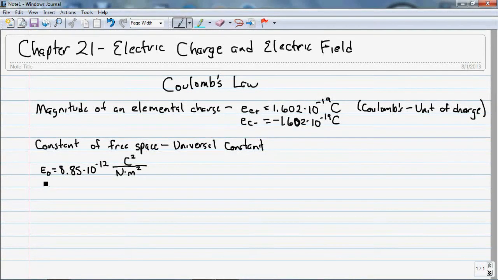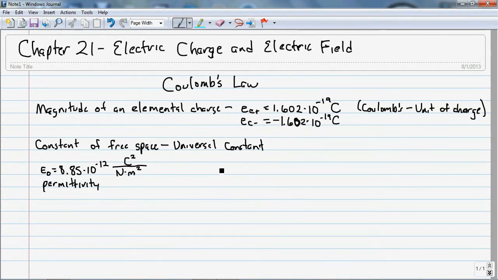And this is called permittivity, permittivity of space. It's basically a measure of just how dense you can actually get an electric field or charges to react to each other, and it's a pretty small quantity.